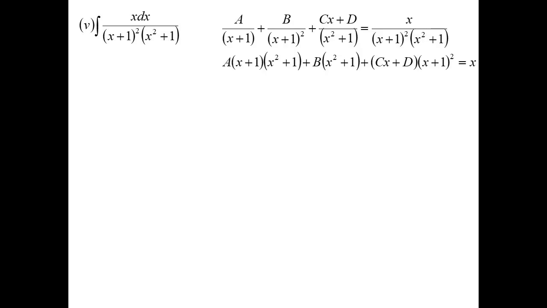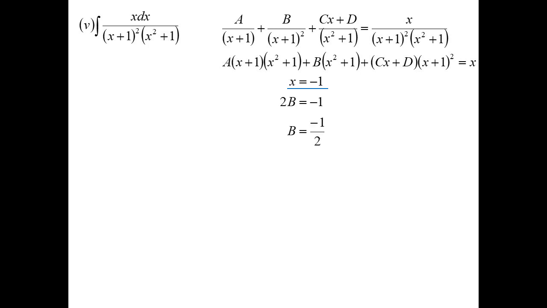Wow, this one's already been factorised for us, but you see we've got a repeated root here, x plus 1 squared. So I have a fraction for each of the repeated roots, a on x plus 1, b on x plus 1 squared, and I've got a quadratic, so linear function on top.